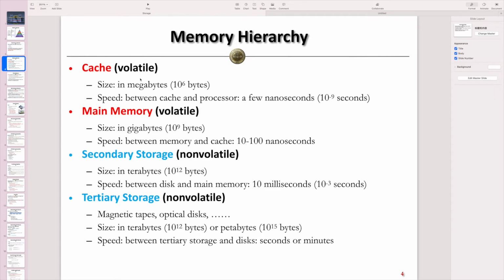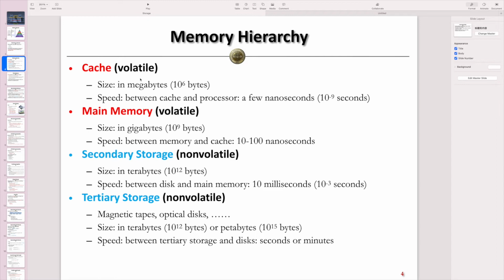The cache is volatile, and the size we have for the caches inside the CPUs is normally several megabytes. Of course, we can have larger ones if we have larger budgets, and we can redesign the CPU caches with some customizations. Normally, it is several megabytes nowadays, and the speed of data transfer between cache and the processor can be very fast, normally a few nanoseconds.